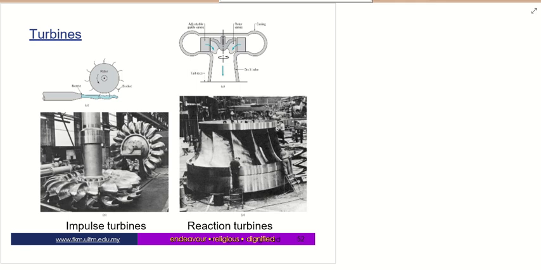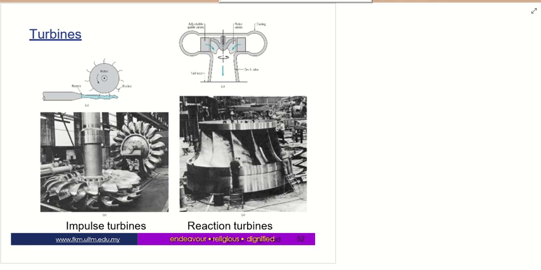Which is different from a pump. For the pump, the energy is referred to the energy produced from, for example, the shaft or the top of the shaft, and then it produces power for the fluid. So that is for the pump.